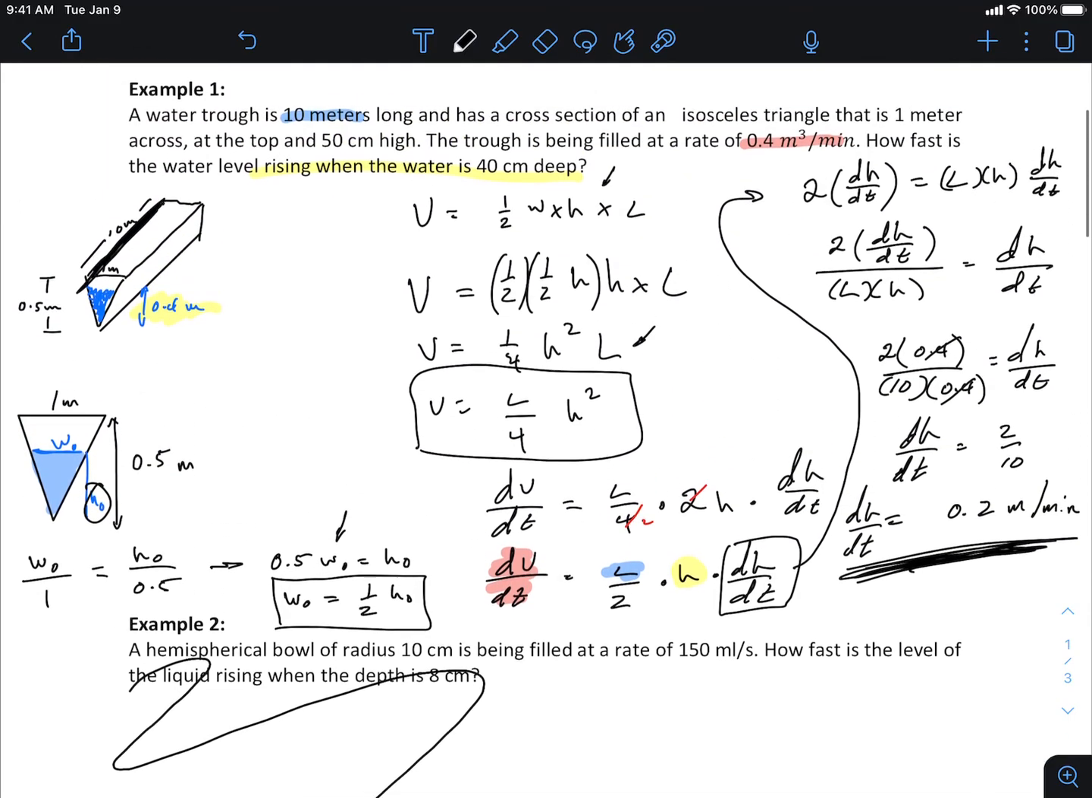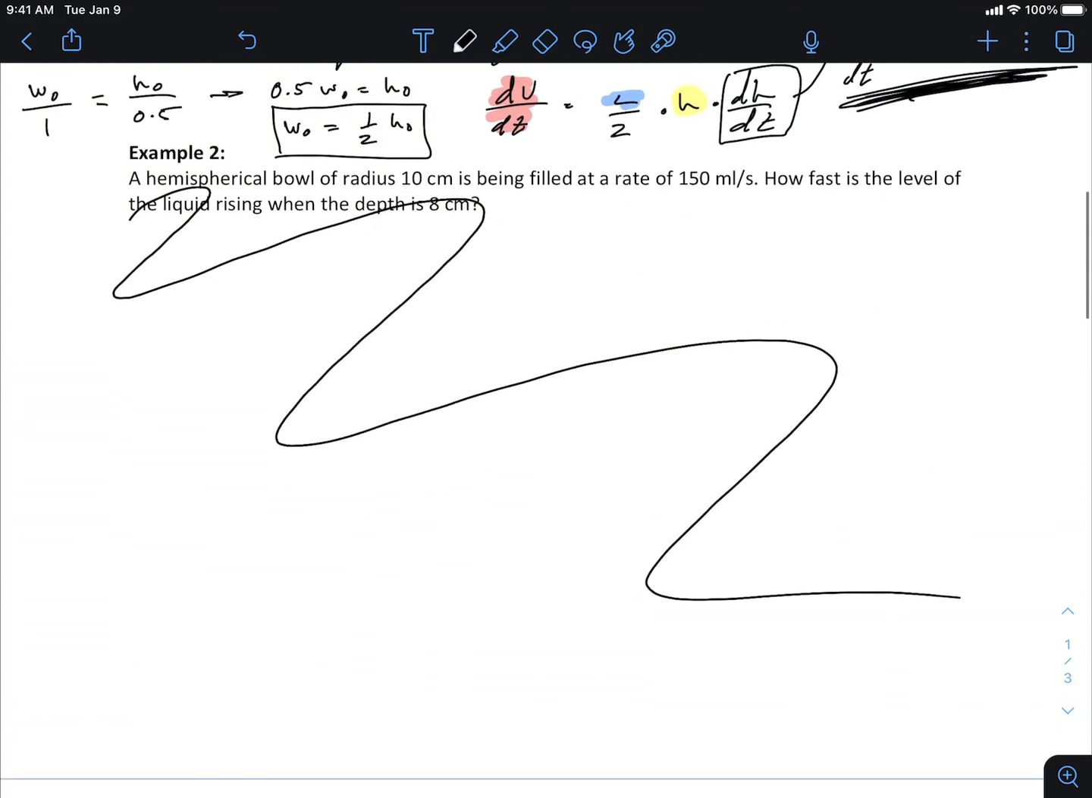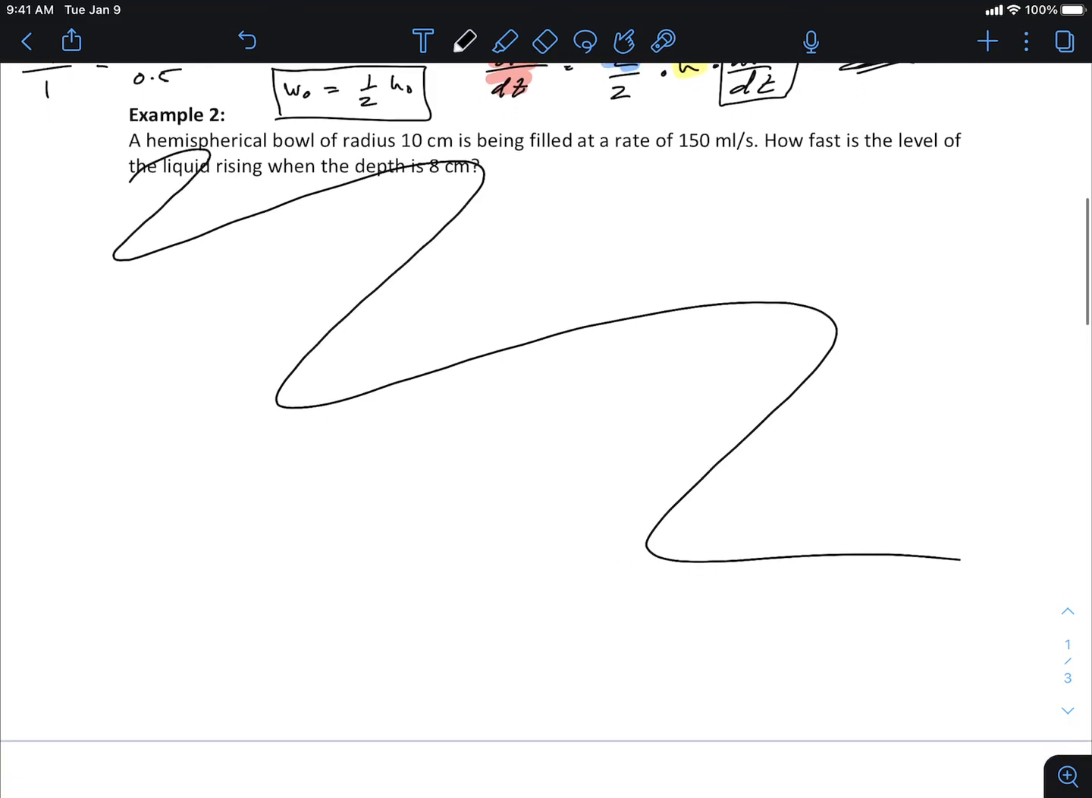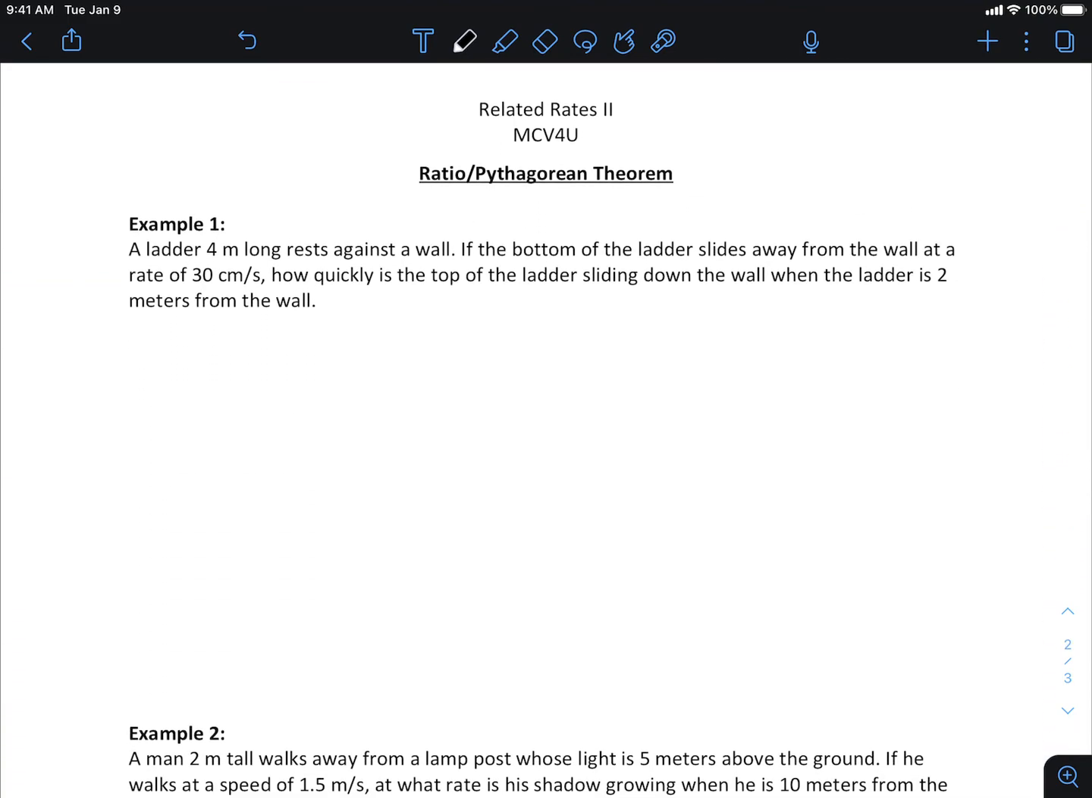I think some of these other related rates questions are complicated enough. We don't need to go absolutely crazy with this kind of question. So don't worry about those kinds of questions for now. Why don't we jump down and take a look at the Pythagorean theorem question?